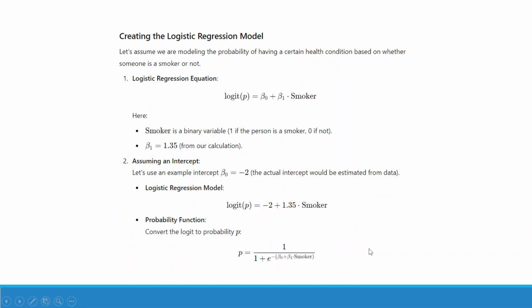Now let's substitute these values. See, what is our logistic regression equation? Logit P is equal to beta 0 plus beta 1 into smoker.